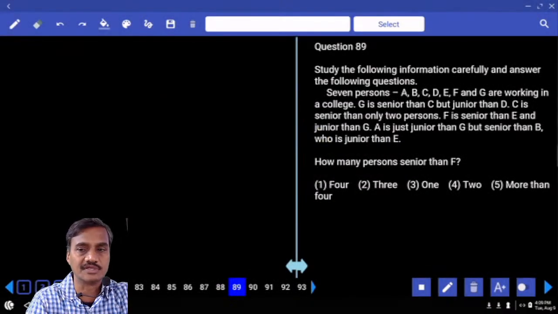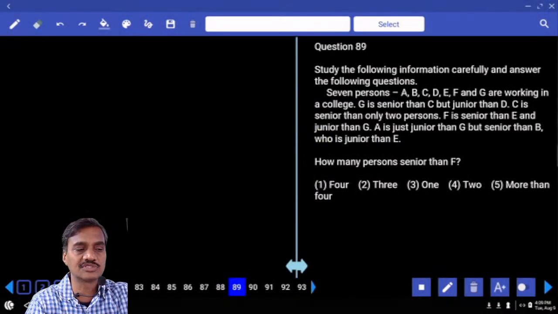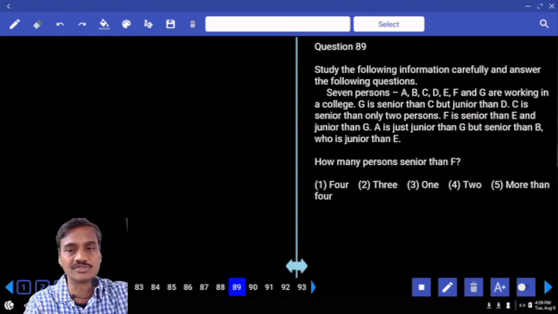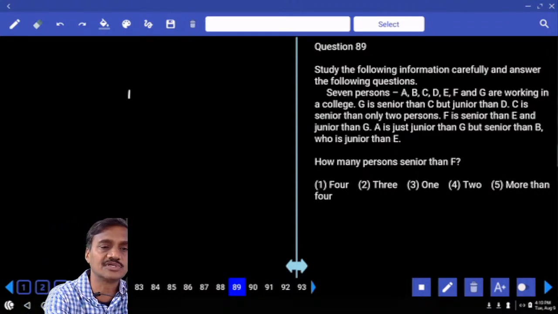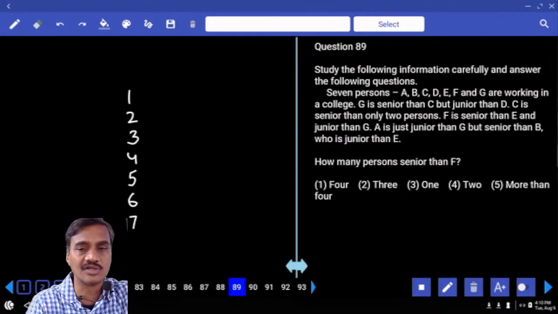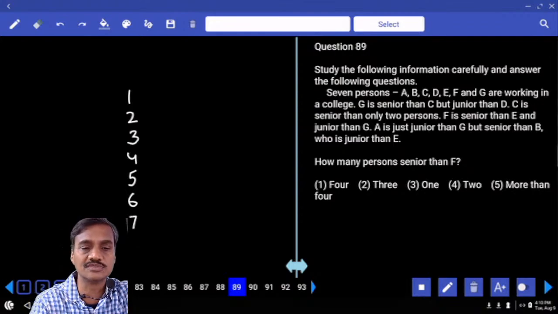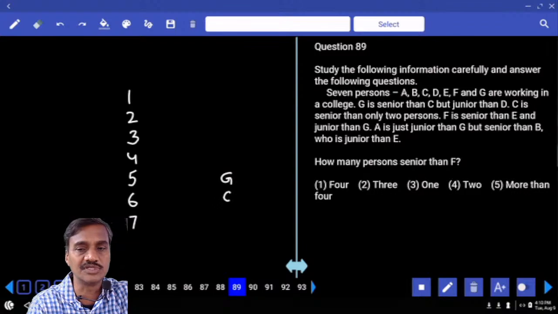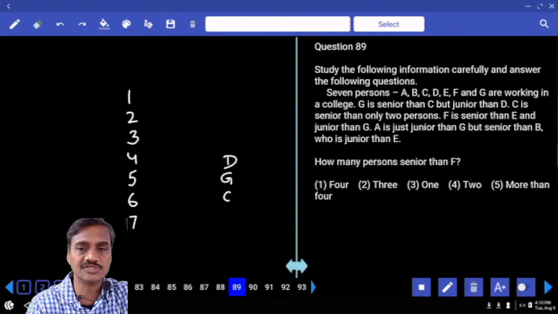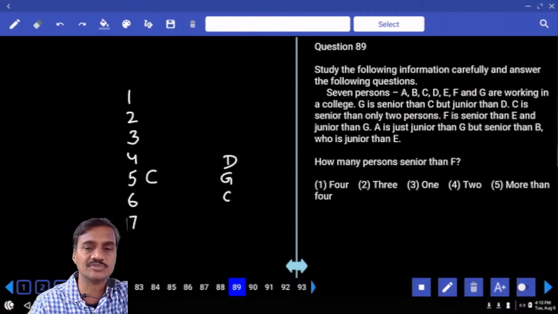Now, in this 89, there are 7 persons. A, B, C, D, E, F, and G are working in a college. As these 7 persons are there, 1, 2, 3, 4, 5, 6, 7, working in a college. G is senior to C. Now, G is senior to C, but junior to D. Hence, D, G, C is the order. And C is senior to only 2 persons, means C must be.